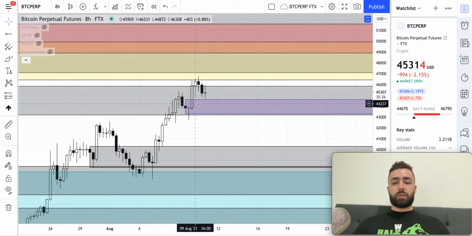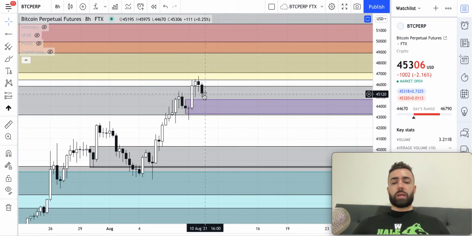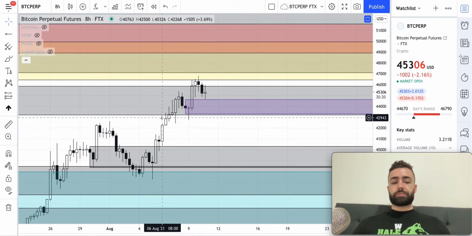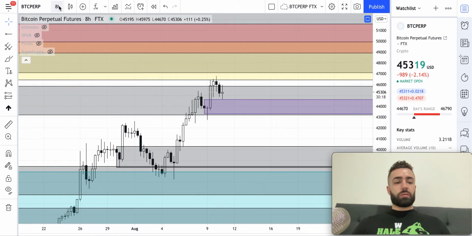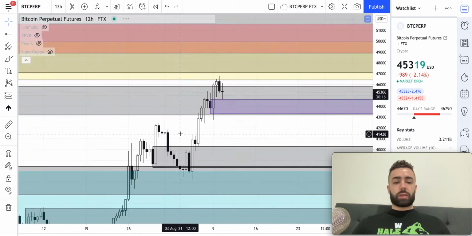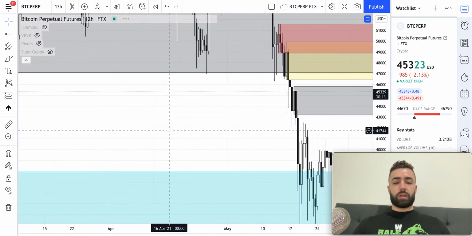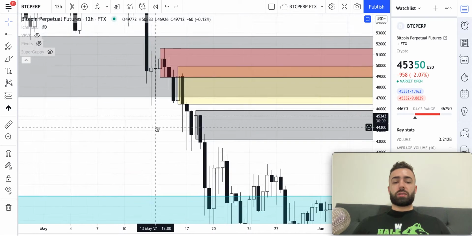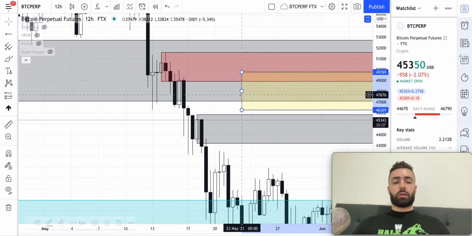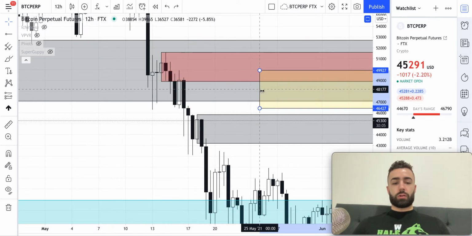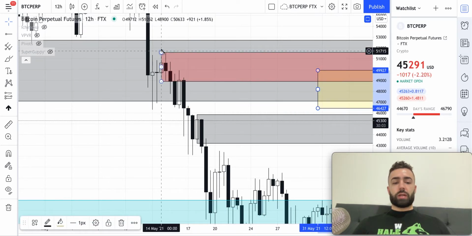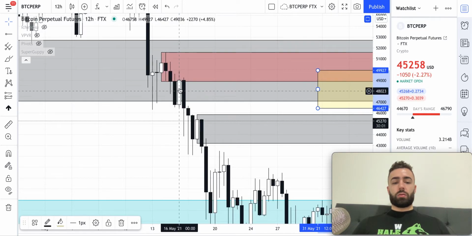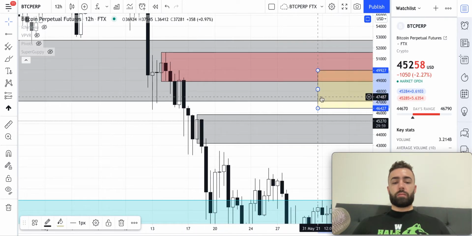So this is a zone that I'm keeping an eye on if we do end up coming into this in the coming hours and days. The other zone that I'm keeping an eye on is the 12-hour zone over here, which is from May 16th. This is where we had our bear trend, with a high, low, lower high, and then lower low.